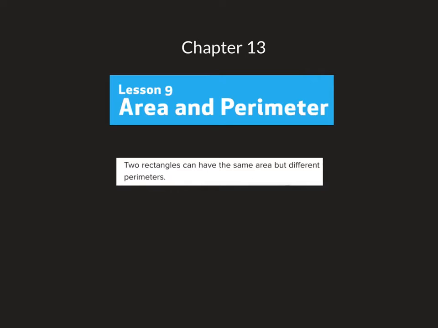So two rectangles can have the same area, but a different perimeter. So how can that be? Same area, but different perimeter. Let's think about this. Let's say our area equaled 12 square units. Okay, so let's picture this.